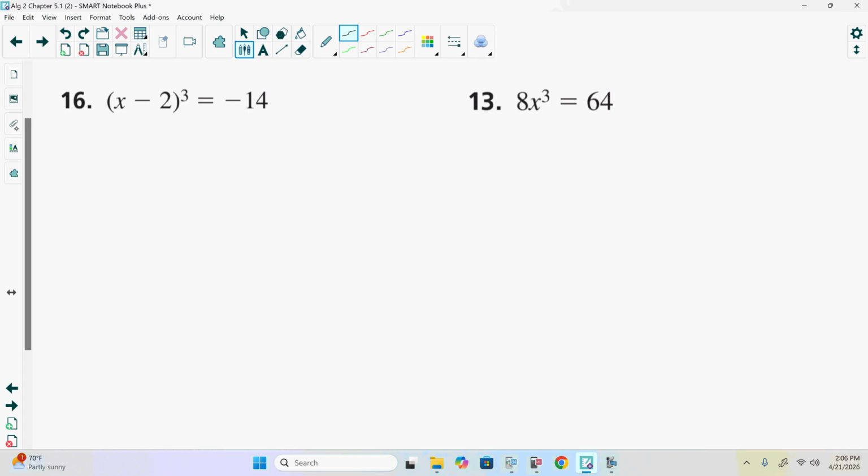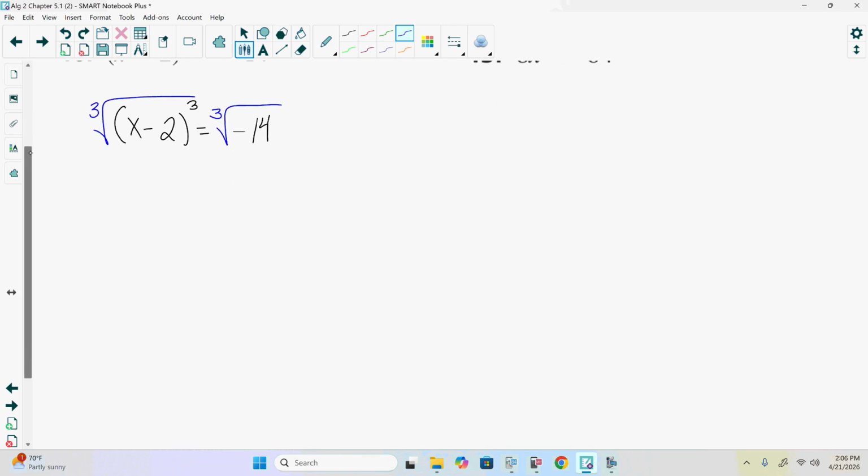X minus 2 cubed equals negative 14. Our term to a power is indeed by itself. So we can go on and take the nth root of both sides. Our cubed root and third power would reduce. x minus 2 is equal to the cubed root of negative 14. I have a feeling that's not going to reduce.